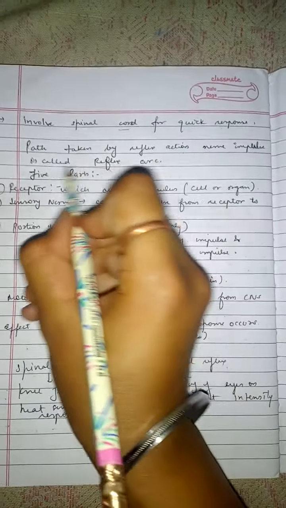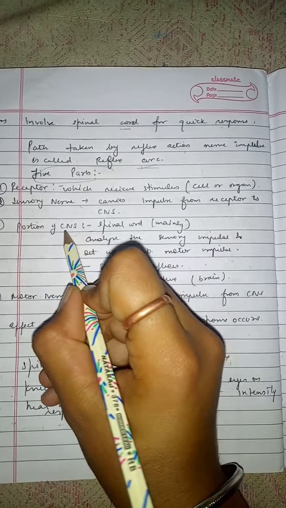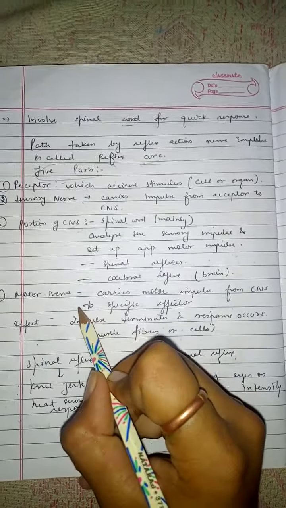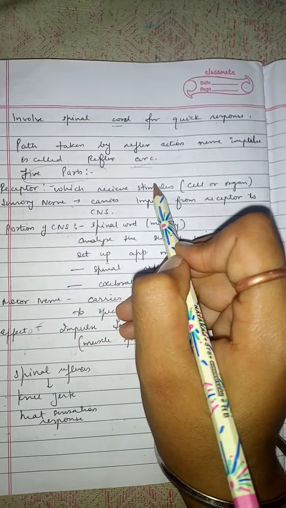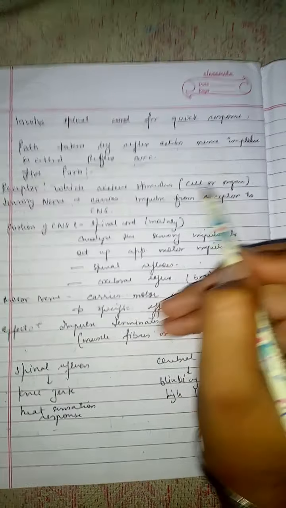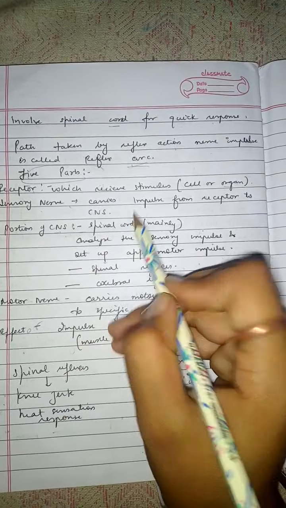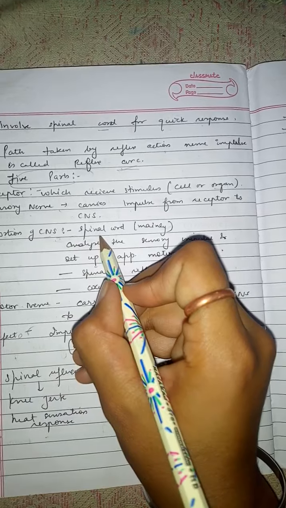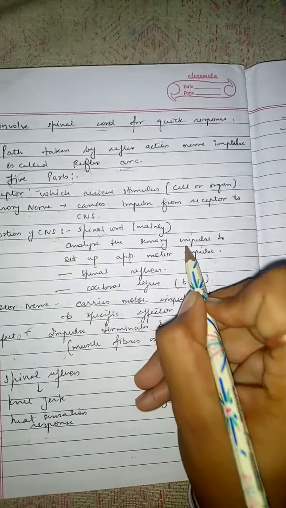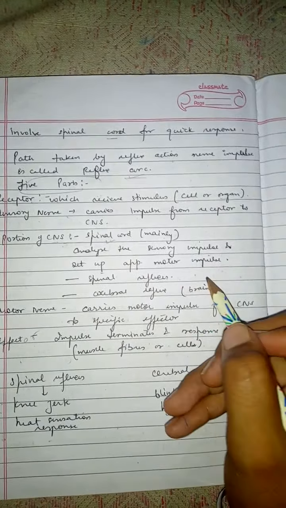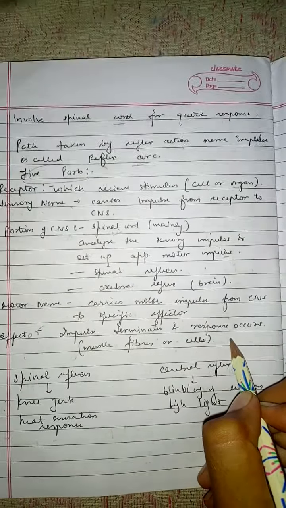A reflex arc has 5 parts. These are the receptor, sensory nerve, portion of the CNS, maybe spinal cord or brain, motor nerve, and effector organ. Receptor: it receives the stimulus. It may be a cell or an organ of an organism. Sensory nerves are the nerves which carry the impulse from the receptor to the CNS. Then the part of the CNS, that may be the spinal cord or the brain, analyzes the sensory impulse and sets up an appropriate motor impulse, to which the motor nerve sends the impulse to the effector organ.